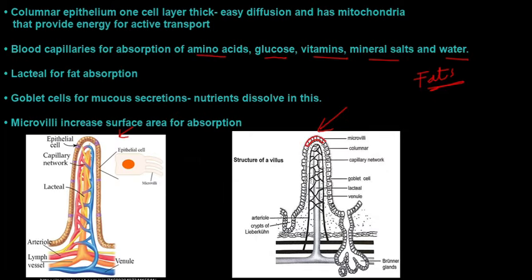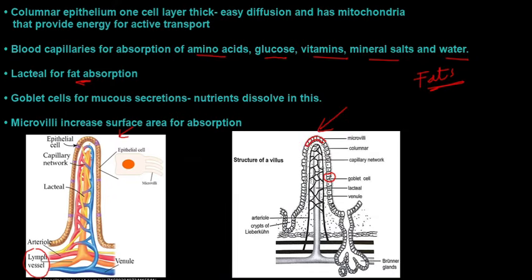Then lacteal for fat absorption. So because the glycerol and the fatty acids are too big for the blood capillary network, they have to be absorbed by the lacteal, which is part of the lymphatic system. Then next, goblet cells. So goblet cells here on the right, there's one over there. So the goblet cells form mucus secretions, so this helps the nutrients to dissolve in this mucus.